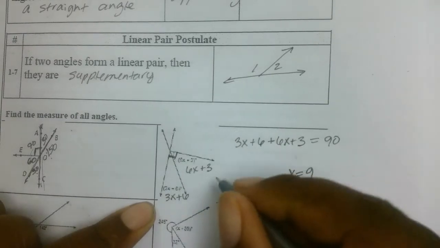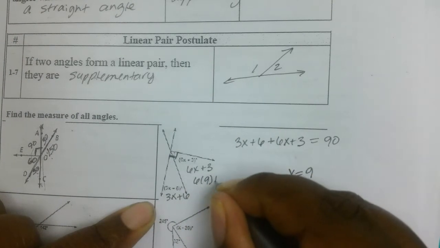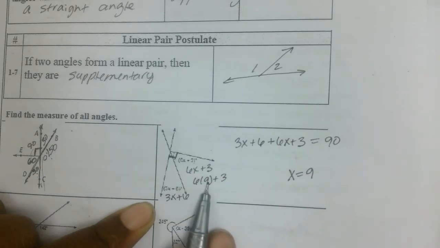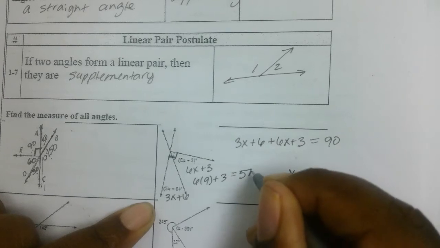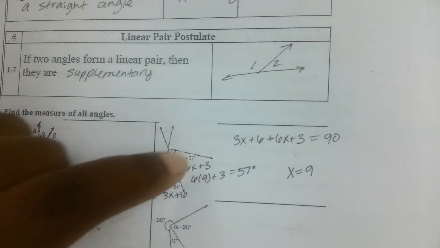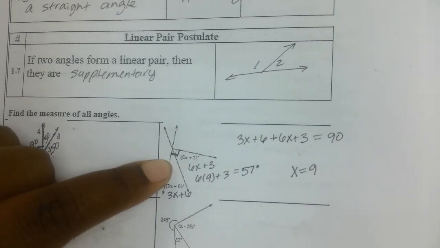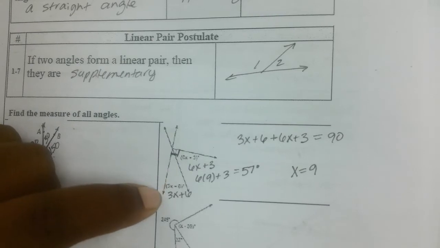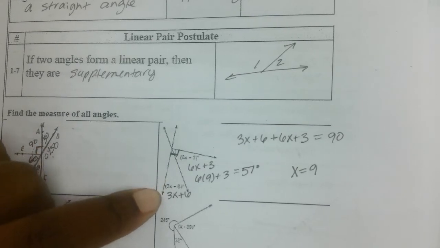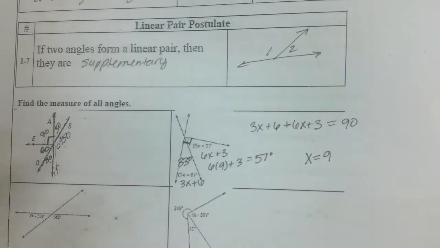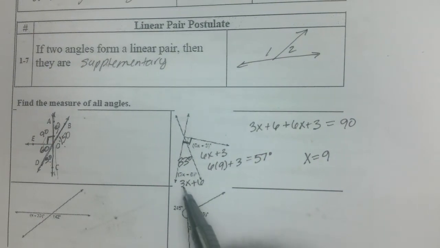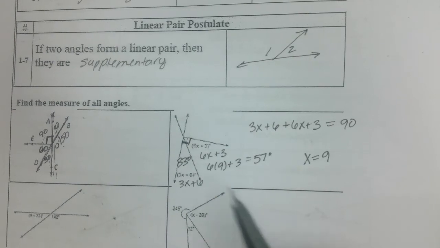So this is 6 times 9 plus 3. 6 times 9 is 54, plus 3. This is equal to 57 degrees. If I know that these two are complementary, they have to add up to be 90. So I can just subtract 57 from 90, and that gives me this last one, which would have to be 33 degrees. I could also check my work. I can do 3 times 9 plus 6, and it's going to give me the same thing.